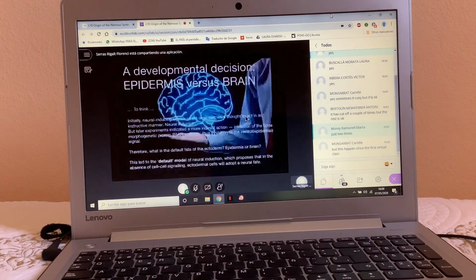Now, then we have something very provocative here. So we know that there is a very important decision to make in the embryo, and it's to be epidermis versus brain. Now, if epidermis needs to be signaled by some molecules, as we saw here, now the question is, what is the default structure for the ectoderm? What is the default structure?